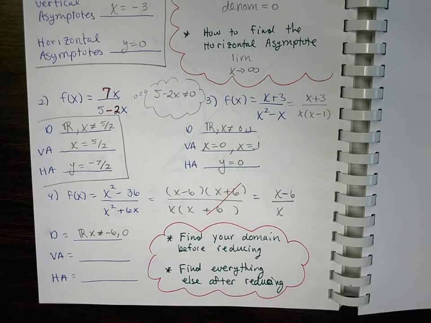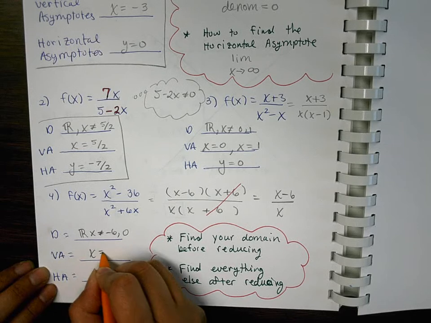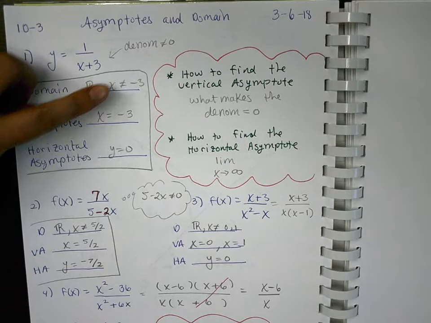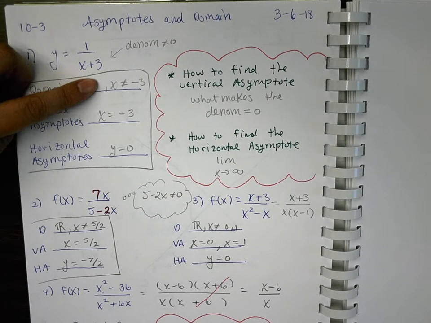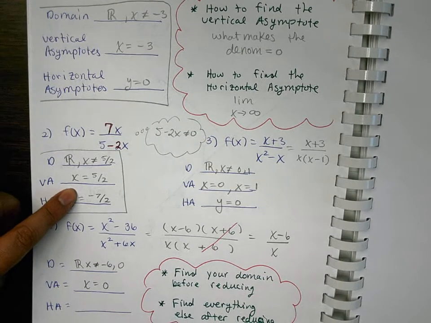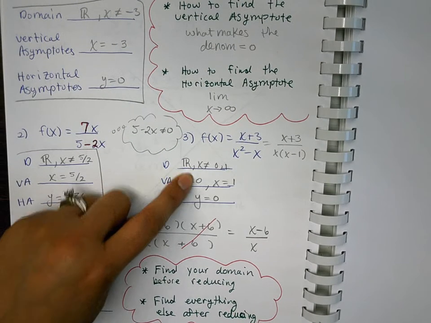What is my vertical asymptote? X equals 0. X equals 0. Do you guys see that? Now, no one asked it, and I was waiting, and it's okay that you didn't, but usually kids will say, will these always be the same? X cannot equal -3, X is -3. X cannot equal 5/2, X is 5/2. X cannot equal 0, 1, X equals 0, X equals 1.